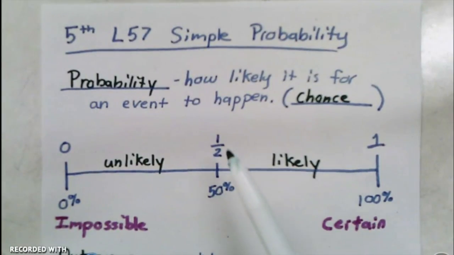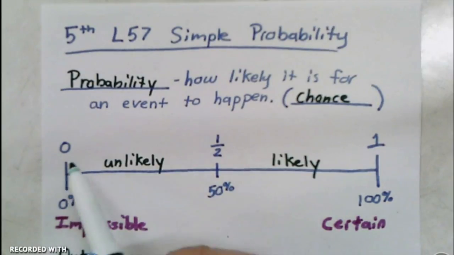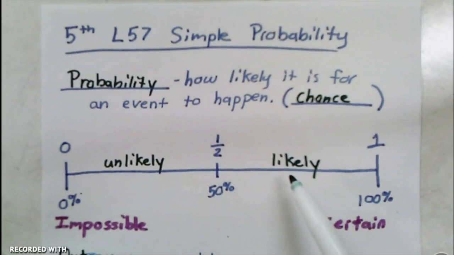And then right in the middle, we have half or 50%. And this means that it's equally as likely. Okay, so here it's equally likely for something to happen if it has a probability of 1/2 or a 50% chance. We call anything in between 0 and 50 or 0 and 1/2 for fractions unlikely. And we call anything between 1/2 and 100% or 1/2 and 1 likely. Okay, you're going to need to know those terms: impossible, unlikely, likely, and certain.